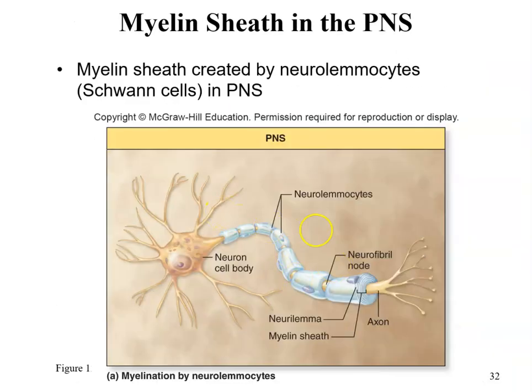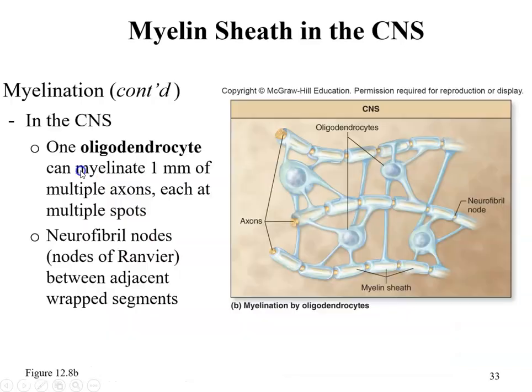So here you have the neurolemmocytes, and you can see the gaps in between where they form myelin. This is going to be the node of Ranvier or the neurofibril node. And this is how it works in the peripheral nervous system.